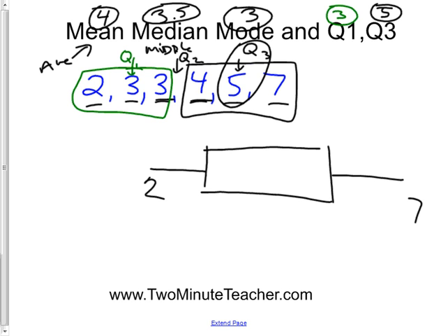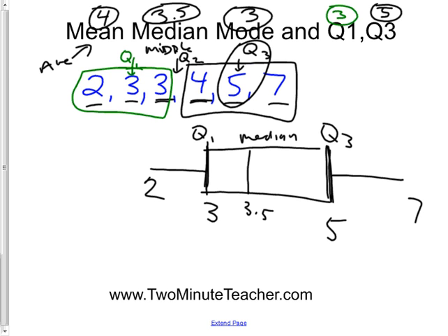And then Q1 goes right here. And in this case, that was 3. Q3 goes right here. In that case, this is 5. And our middle, our median, was 3.5. So that was like here. And that was our median. This is Q1, this is Q3, this is our median, which was at 3.5. Okay, that's the basics of a box plot and some basic stats for you.